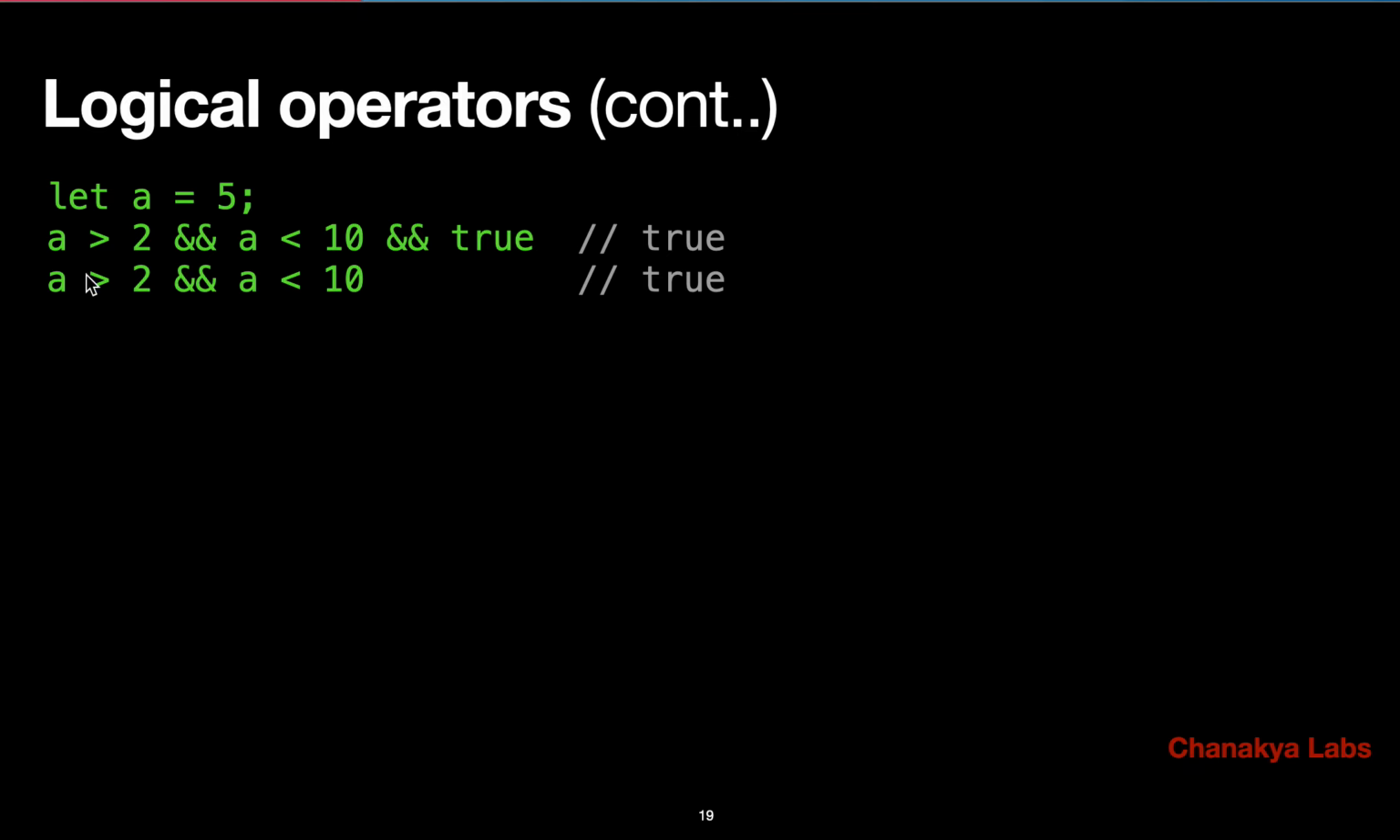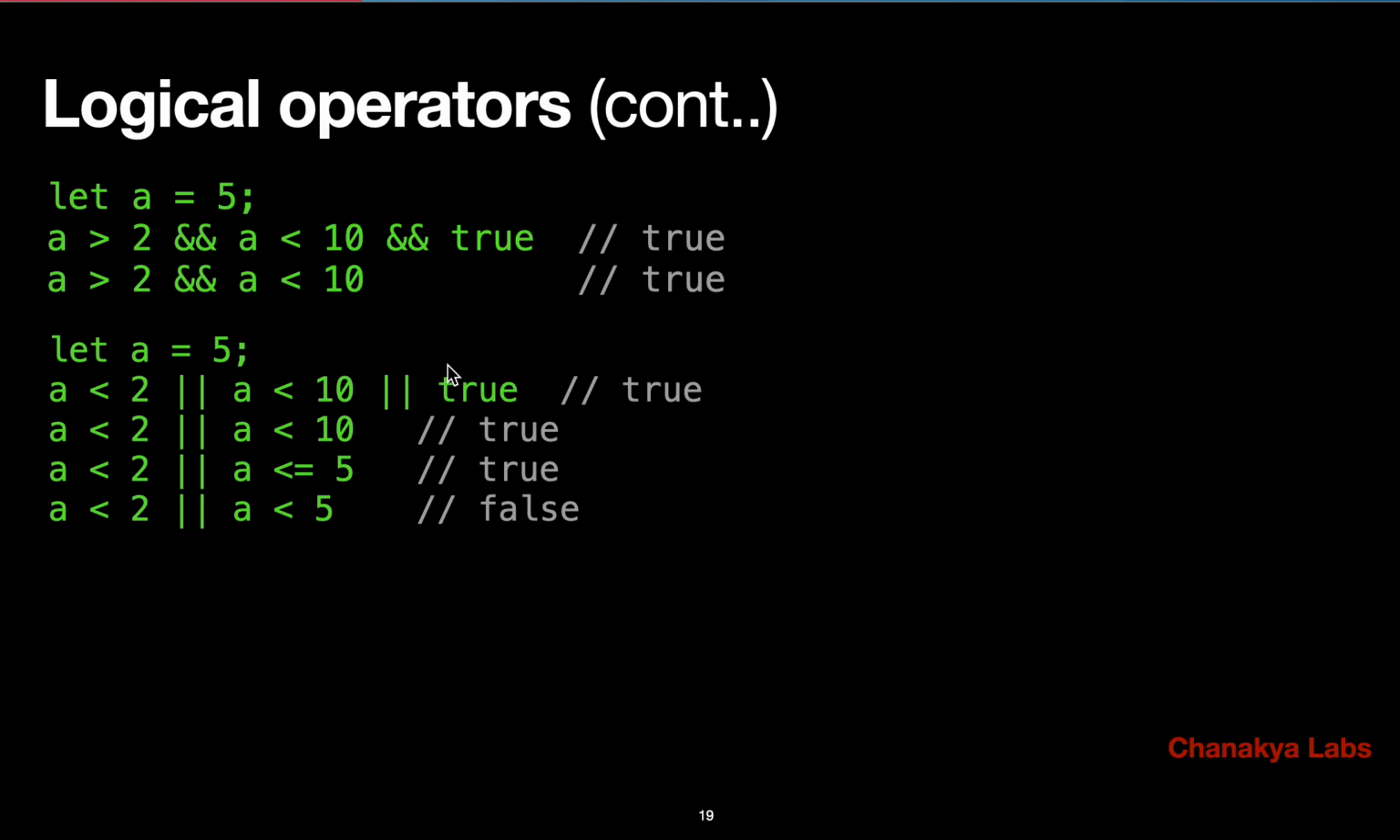true. Here what is happening, and first of all, why it is true? Because every value has to be true. Here all the three values are true, and that's why it is true. In this case, what is happening is that a is greater than 2. Yeah, this is true. And 5 is less than 10. That is also true. And true. Again, whatever single logical operator is there, both the arguments are true, and that's why the expression is coming out to be true.